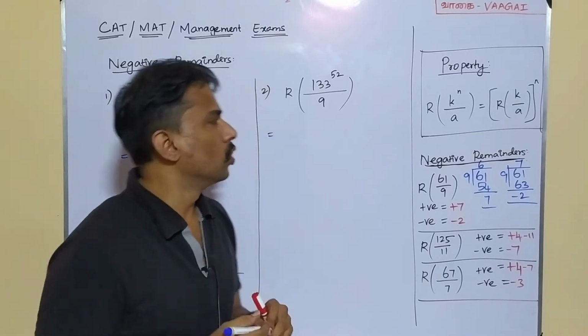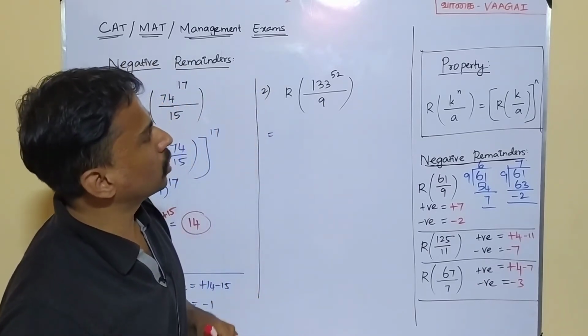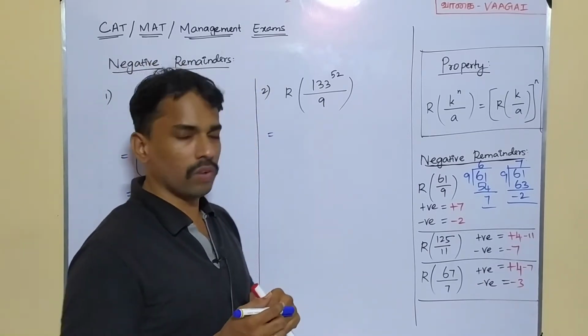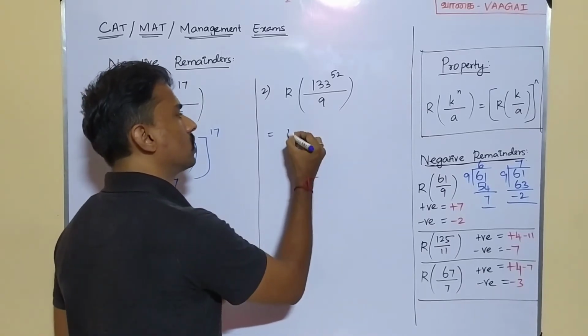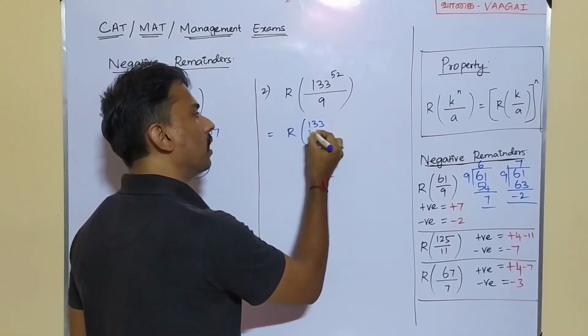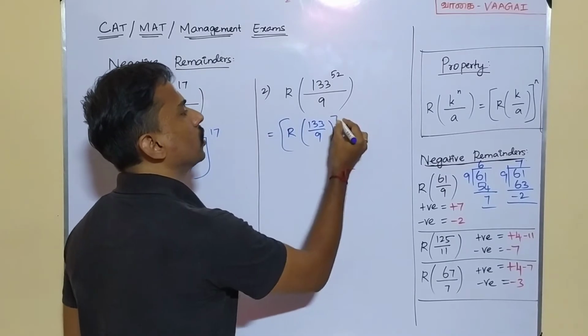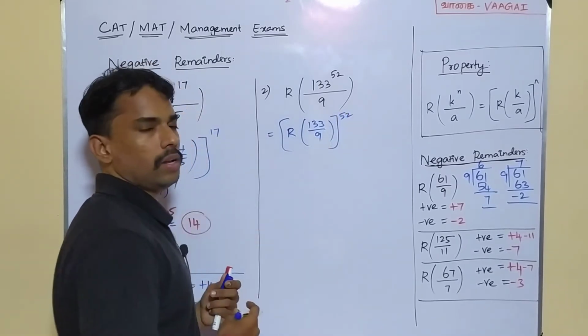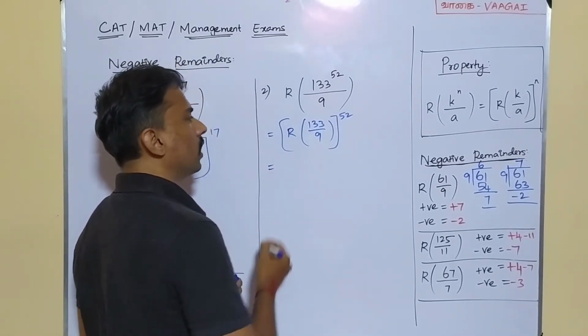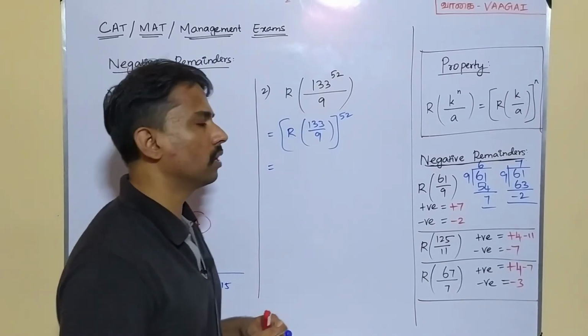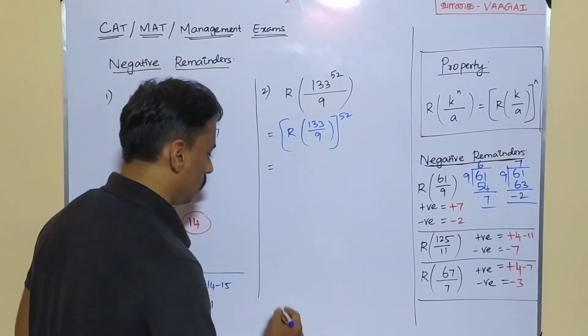So we have 133 raised to the power 52. The first thing we can do here is divide 133 by 9 first, then we can raise it to the power 52. Ready? Yes. Can you try to divide 133 by 9? How many times will it go? If you want, we can even test it.